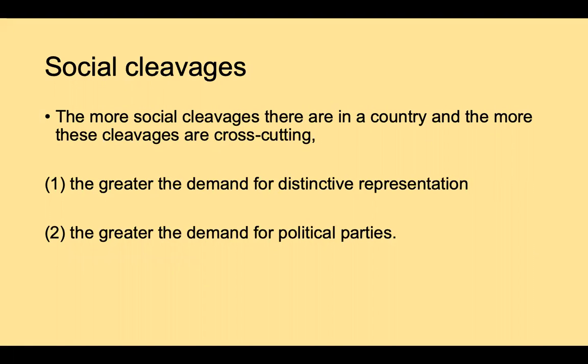So the more social cleavages there are in a country, and the more these cleavages are cross-cutting, the greater the demand for distinctive representation. So where you have divisions between French speakers and Dutch speakers, between Northerners and Southerners, and where those different categories are equally well distributed, there's a greater demand for distinctive representation. And there's a greater demand for political parties in turn, because each one of those different groups will have a different identity and will place themselves in a different identity category.